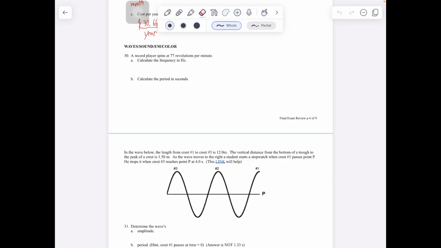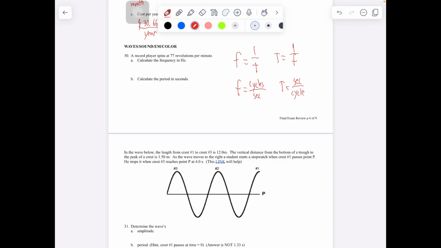Okay, so going over this, something I want to review is that frequency is the inverse of the time period. 1 over the time period is the frequency, and time period is the inverse of the frequency. They're inverses of each other, right? But how do we actually get them when we don't have the other? Well, frequency is going to be cycles per second, and time period is going to be the inverse, so seconds per cycle. So here, the record player spins 77 revolutions per minute.